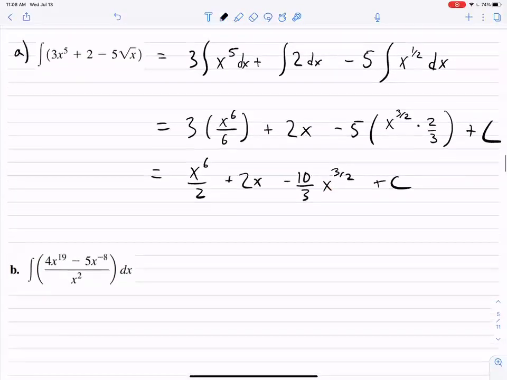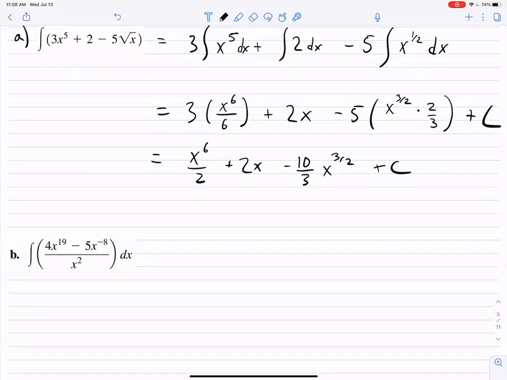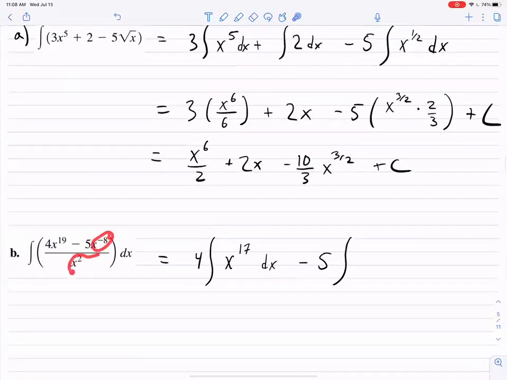All right, let's try this guy. For this one, we're going to want to divide both terms by x squared to simplify things. And so this is going to be the integral of, and I'm going to bring the 4 out. So it'll be x to the 17th power dx, minus, and then bring the constant out, 5, and then x to the -8 divided by x squared is x to the -10 dx.